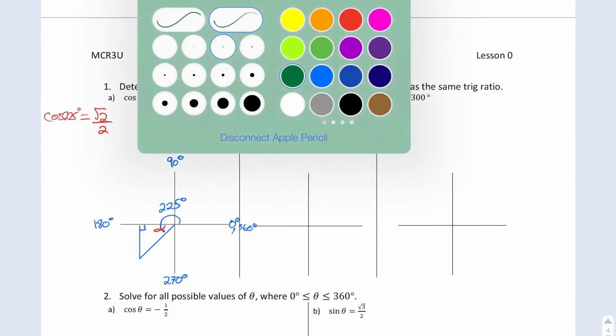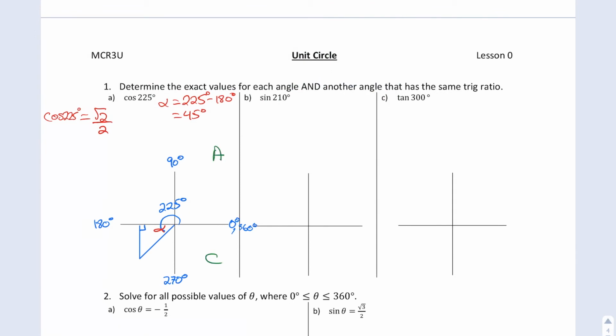The only other thing we need to think about here is that because of the CAST rule in this quadrant, we have to decide if cosine is positive or negative. Because we see a T here, that means, remember, only tangent is positive, and that means cosine and sine are negative. So I have to put a negative value there. So that's the first part of this question. That gives us an exact value for cosine 225.